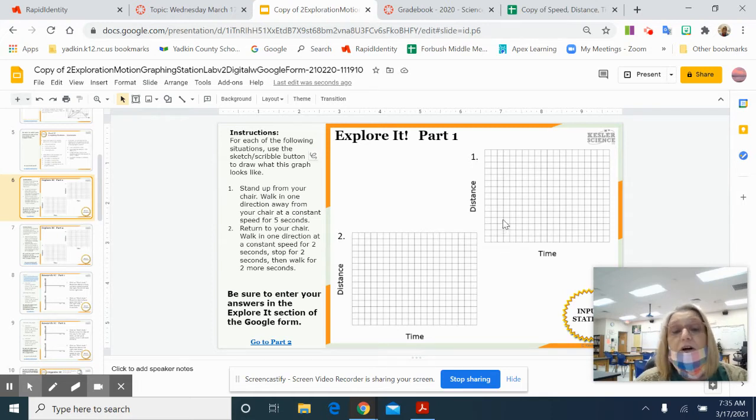I can't figure out how to draw on them because I just can't this morning. So if you just need to, on your paper, do number one, do this outside line for distance, do this horizontal line for time, and then you would show me with a line how this motion would look. Okay, so you're going to walk in one direction from your chair at constant speed for 5 seconds.